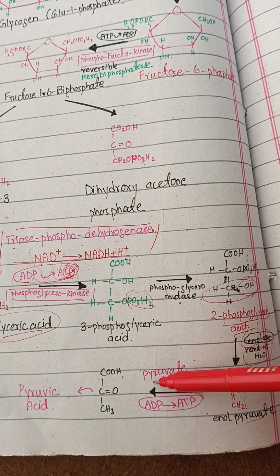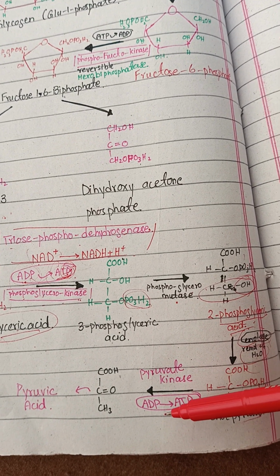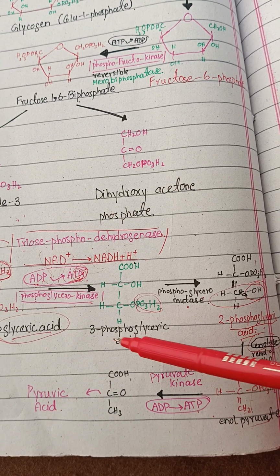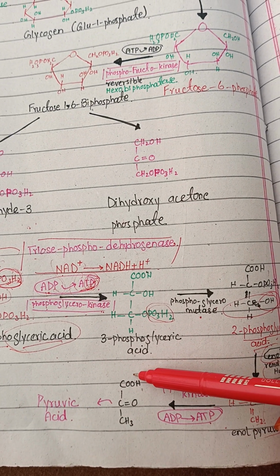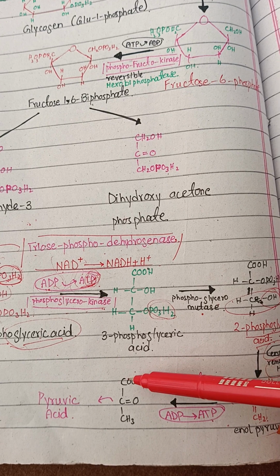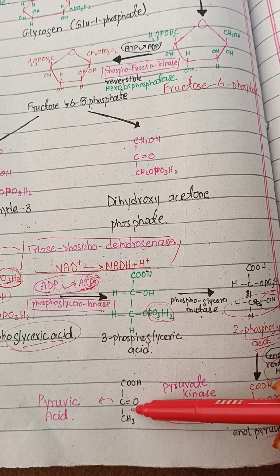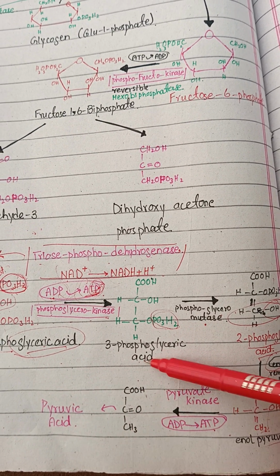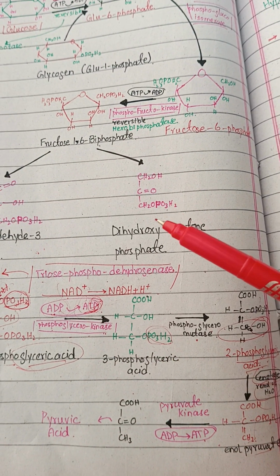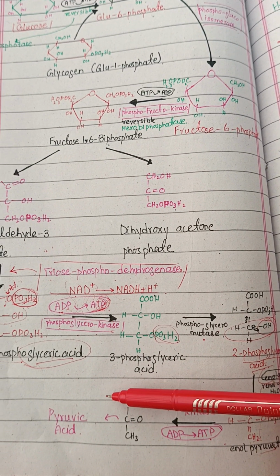Now we use the enzyme which is called pyruvate kinase, and 1 ATP is formed, and then pyruvic acid is formed, whose formula is COOH, then C double bond O and CH3. So in this way the glucose is converted into pyruvic acid.